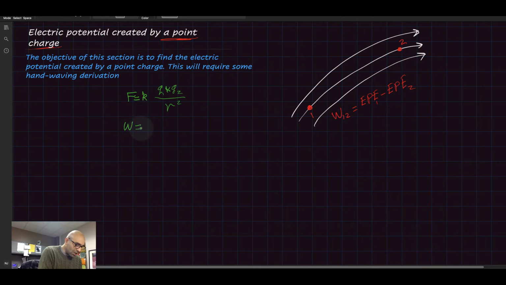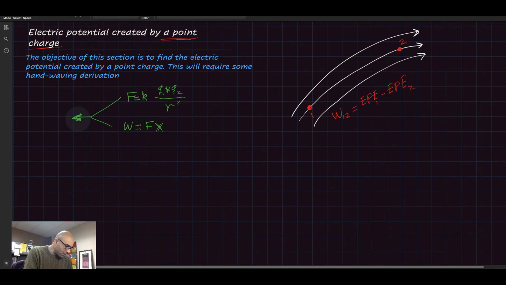Work in general, from what we learned in the past, is equal to the force acting on an object times the distance the object travels. There is a cosine theta, but we're not going to worry about that because the force and the distance are pointing in the same direction. We're doing an informal derivation, because to derive this equation precisely you would have to use calculus, but we do not have calculus here. We have to use algebra and some hand waving.